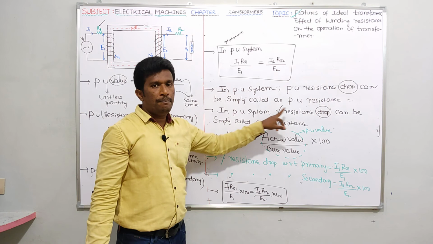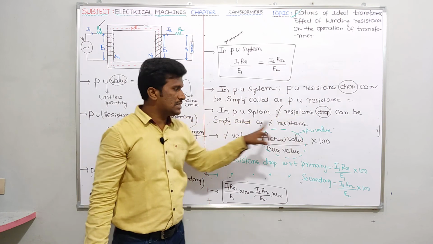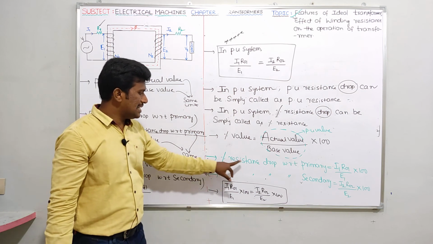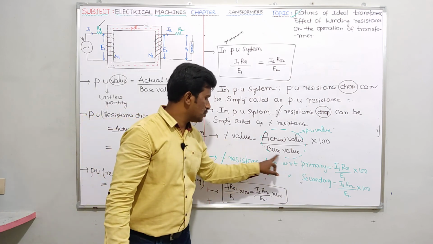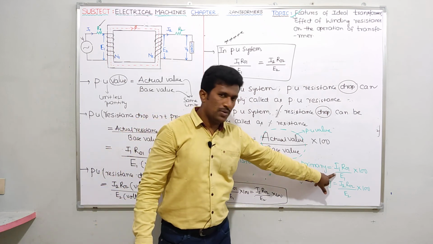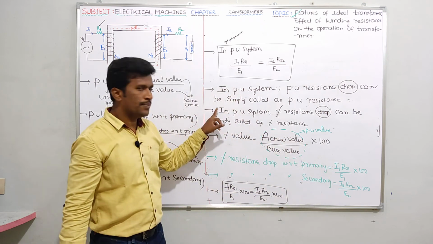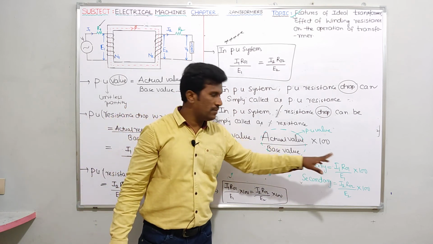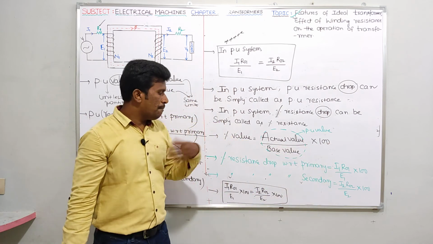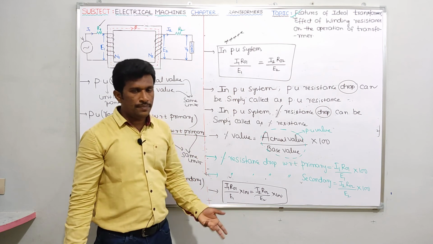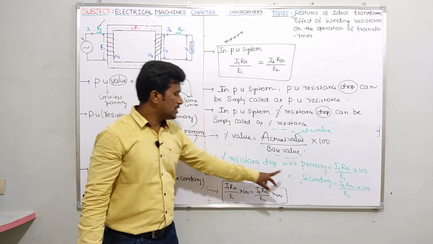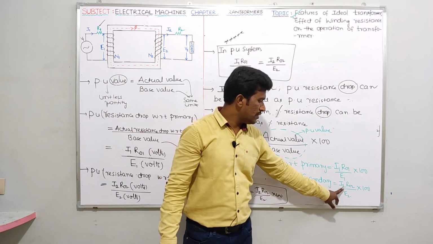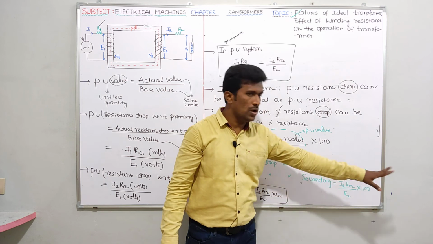Similarly, I wrote one more formula also. In per unit system, percentage resistance drop can be simply called as percentage resistance of the transformer. Means if they ask you percentage resistance with respect to primary without using this word drop, you should use this same formula once again. There is only this note, no? Okay. So percentage resistance with respect to primary means I1 R01 by E1 into 100. Indirectly he is asking percentage resistance drop only. Similarly, percentage resistance with respect to secondary means without using this word drop, once again you have to use this formula I2 R02 by E2 into 100.